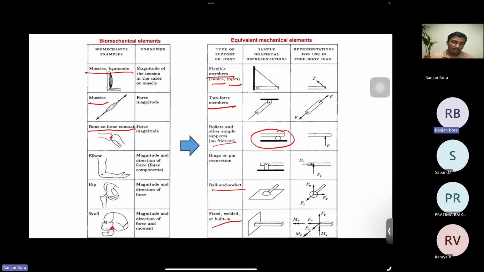So for simplification purposes, we model the defined biomechanical elements using equivalent mechanical elements, so that we can solve problems related to biomechanics. This modeling approach will be useful and will also be discussed in your upcoming weeks.